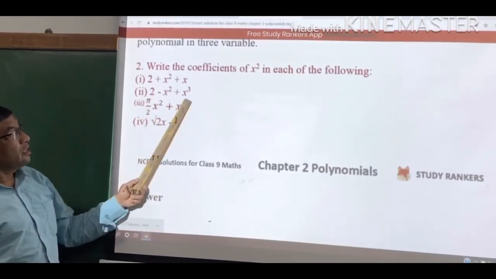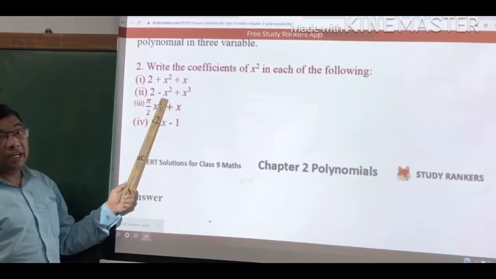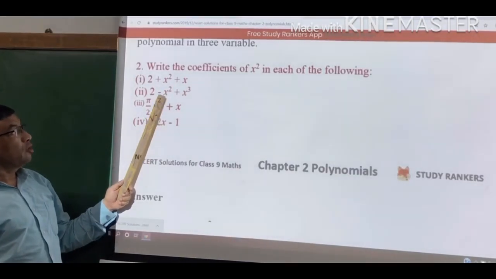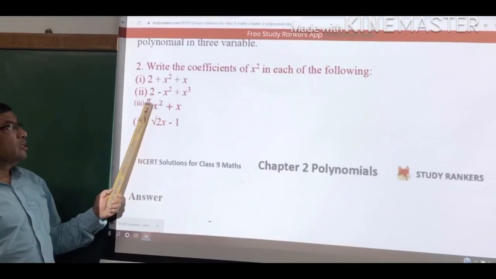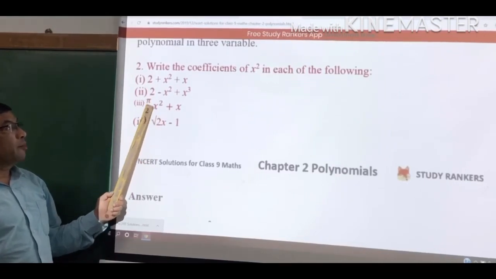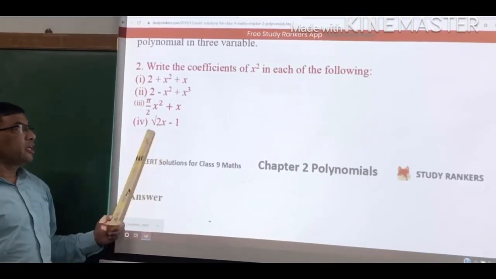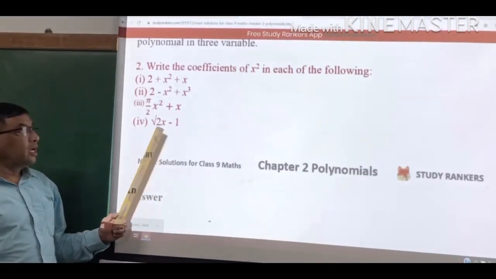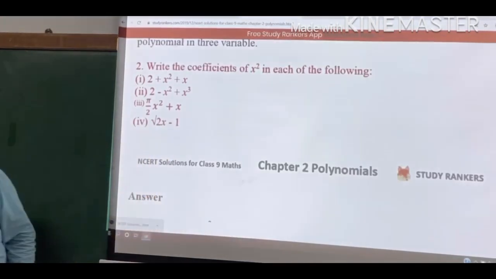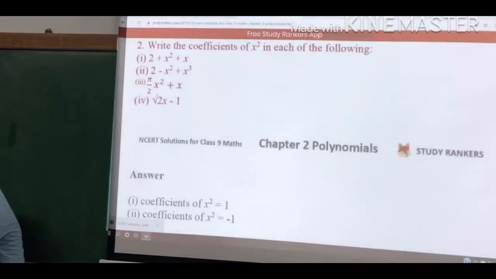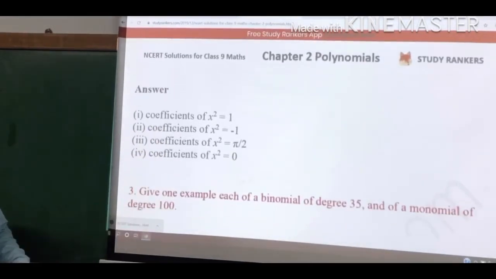The second one is here. Minus x square term is there. So minus 1 is present here. So the next one, coefficient of x square is minus 1. Third one, we see the coefficient, that is pi upon 2. So pi upon 2 is the coefficient for x square. Here the x square term is not present, means 0 x square is there, and so the coefficient of x square term is 0. So this way we can see the answer for each one. First, second, third and fourth.